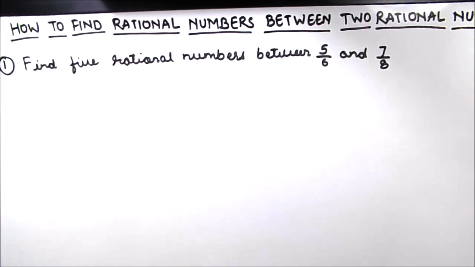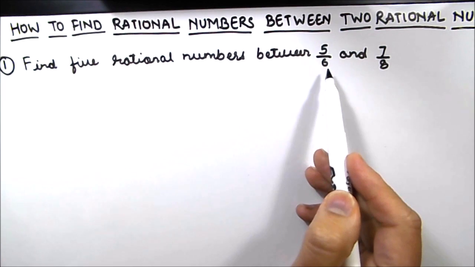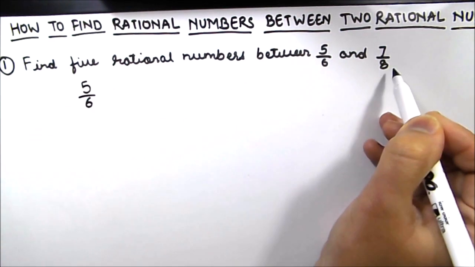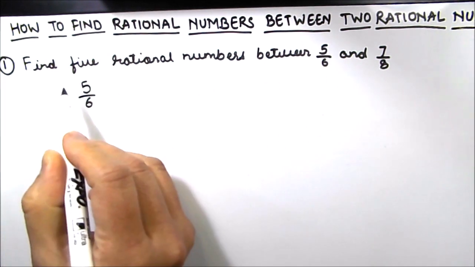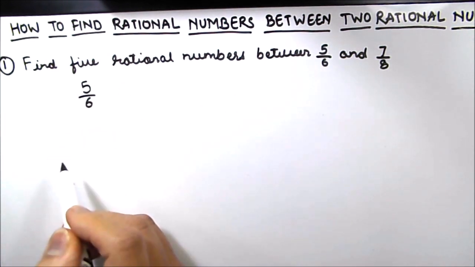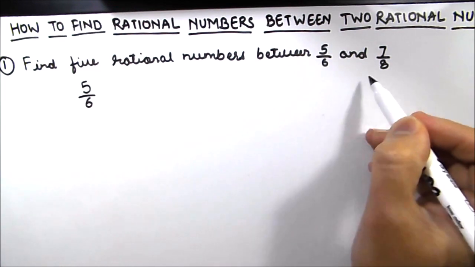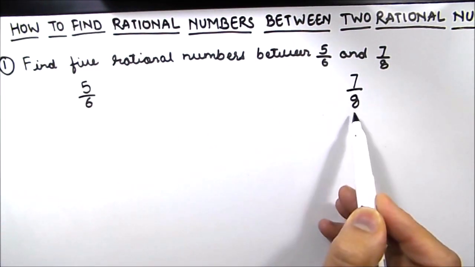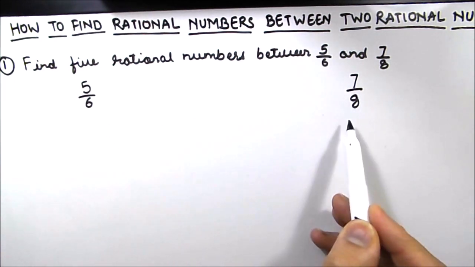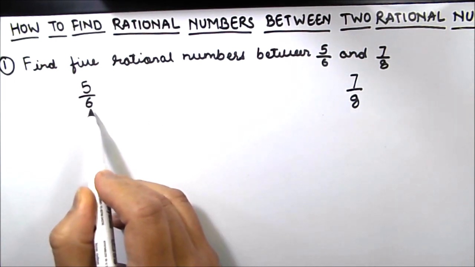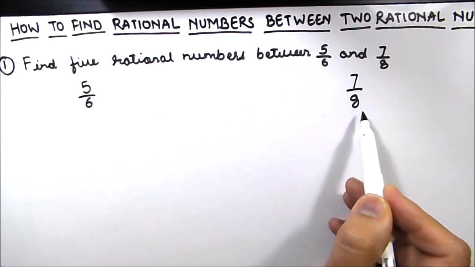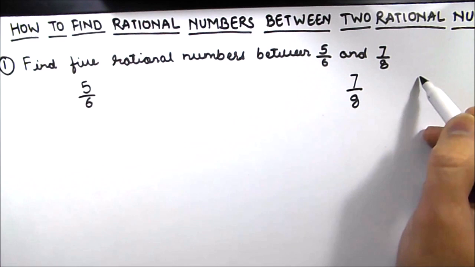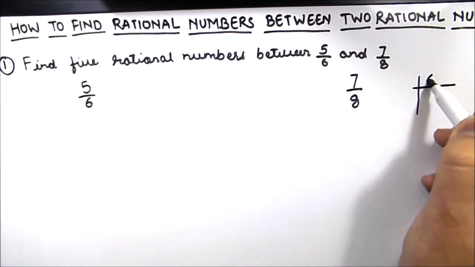So now let's start with our first example. We have been given two rational numbers, 5 by 6 and 7 by 8, and we need to find five rational numbers between these numbers. For finding the rational numbers between any two rational numbers, we need to first make sure that the denominators of the two rational numbers are equal. So we have here 5 by 6 and 7 by 8. The denominators are 6 and 8, which are different. So we need to take the LCM to make the denominators equal.